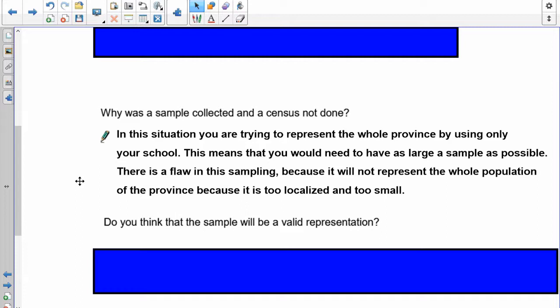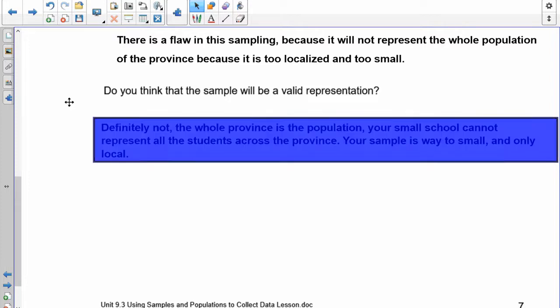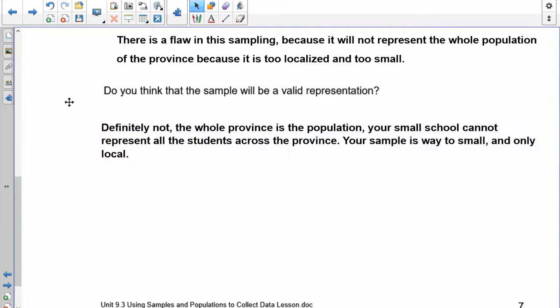Now, the problem with the sampling method in this situation is that you can't do a sample for the province from one school. There are too many different diverse cultures and too many diverse places: up north, down south, in the inner city, rural. The actual sample is too localized and too small. Do you think the sample will be a valid representation? Of course, I've already answered this. The answer to that is no, definitely not. The whole province is the population, and your small school cannot represent every student across the province. Your sample is just way too small.